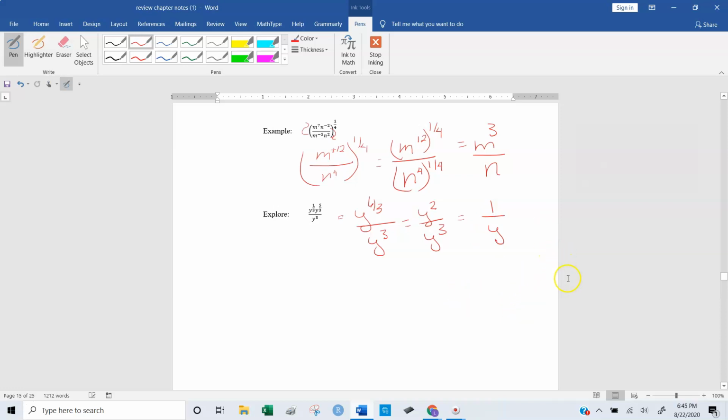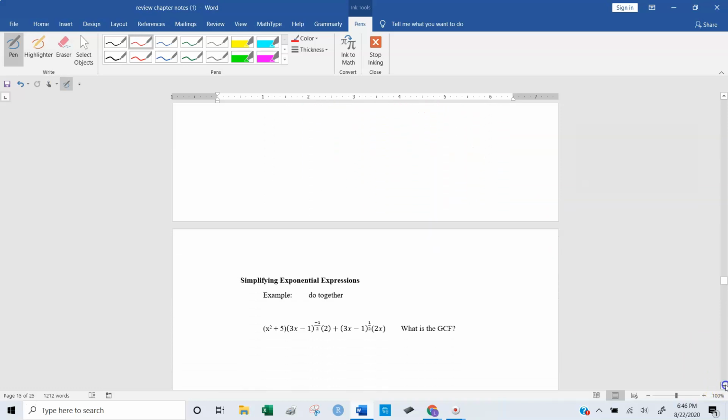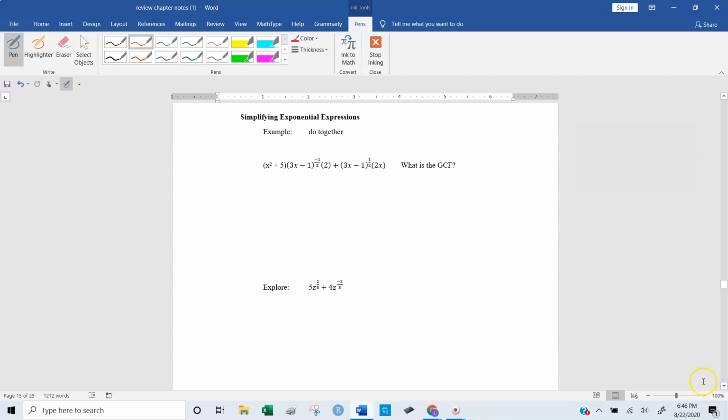Okay, next section. This one here is a little bit more complicated, but you just got to be careful on what you're looking at. And you will use this a lot. So make sure you understand and ask questions in the discussion post if you need to. All right, you're looking here. This is one term and this is one term. You have to take out what they have in common. And remember, you always take out the lowest exponent.